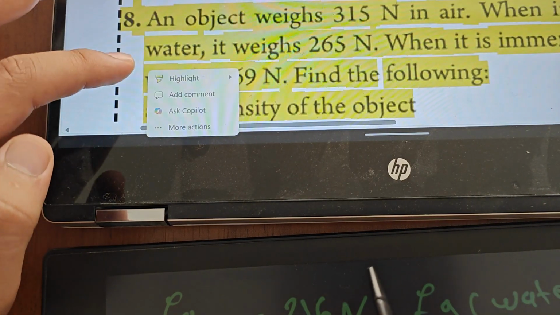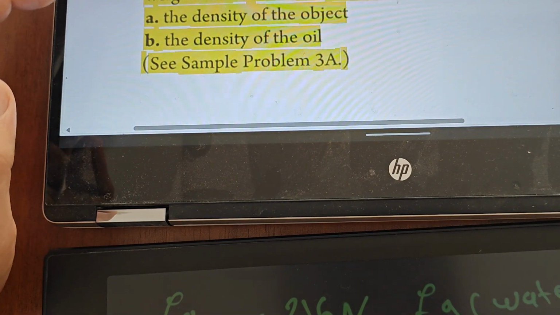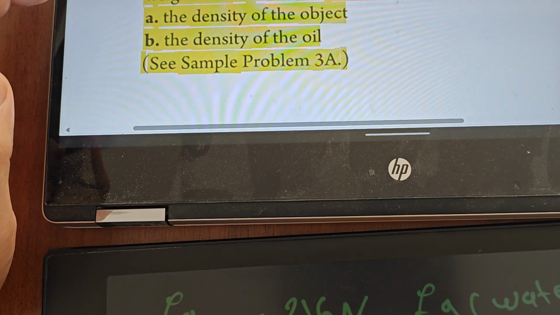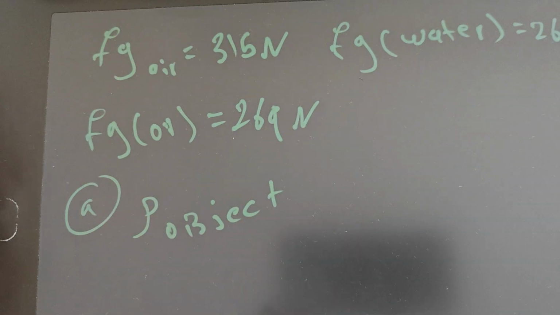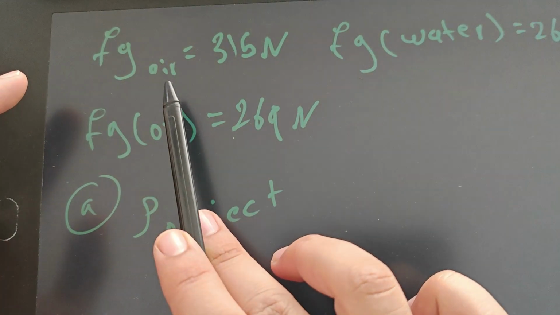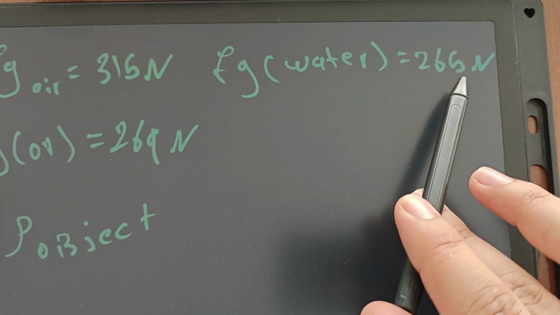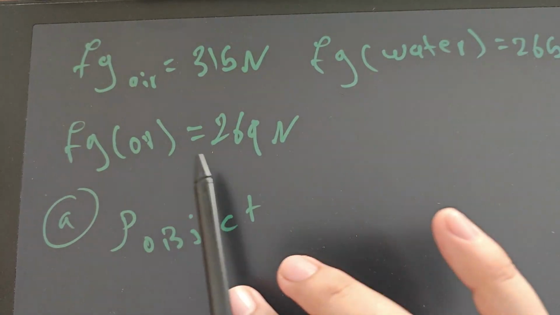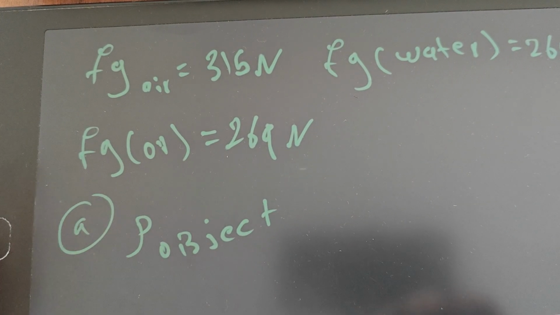First, part A. Find the density of the object, rho object. Look at what I wrote in here. We have 3 weights: Fg object in air, 350 Newton. Fg object in water, 265 Newton. Fg object in oil, 269. So the first part says find the density of the object.